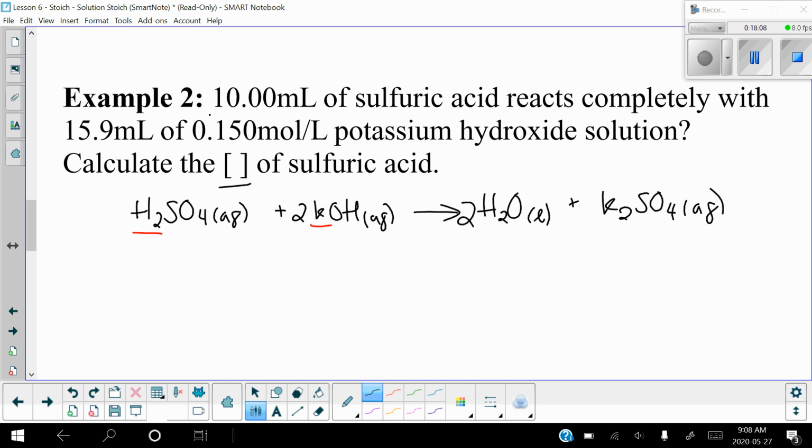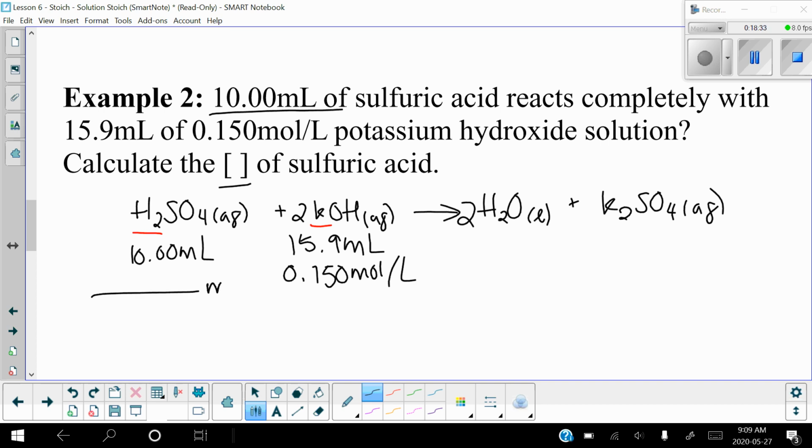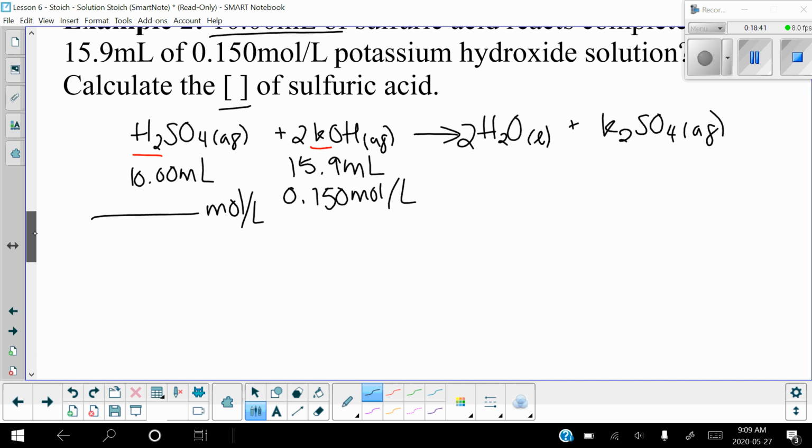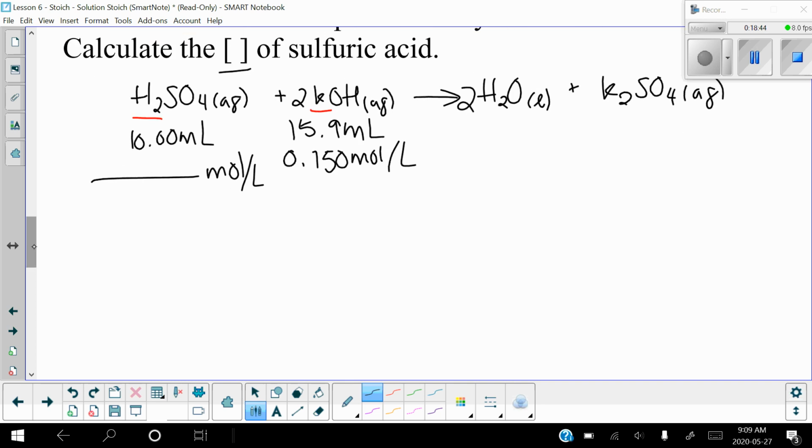Okay, let's list things. 10 milliliters of sulfuric acid reacts completely with 15.9 milliliters of 0.150 moles per liter of potassium hydroxide. Calculate the concentration, so we're looking for the concentration of sulfuric acid. I kind of like the solution Stoich better because you don't have to calculate any molar mass or any molar volume.